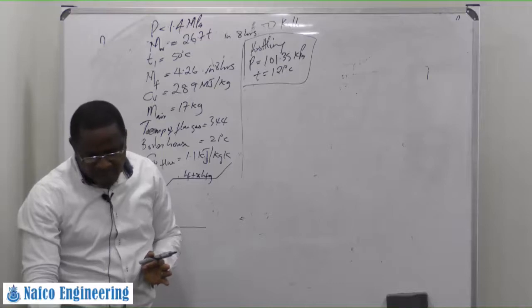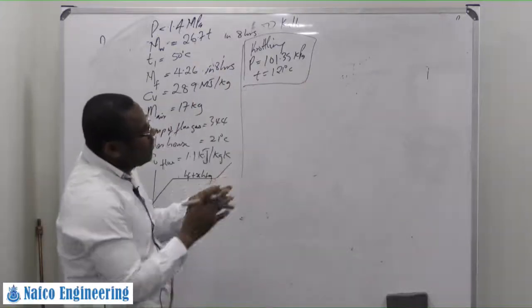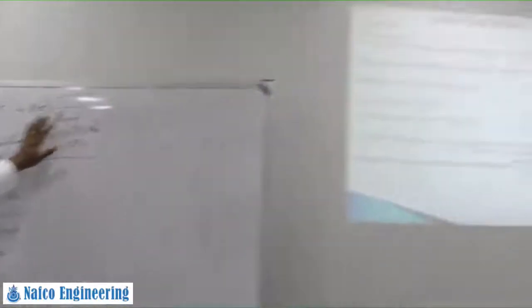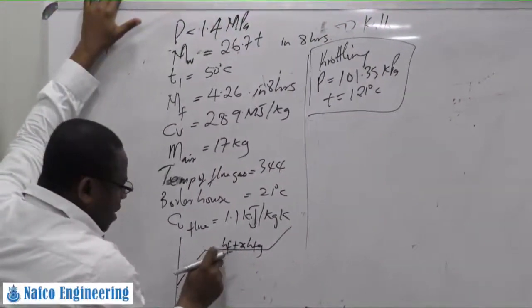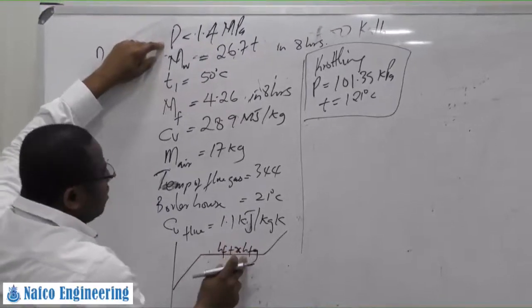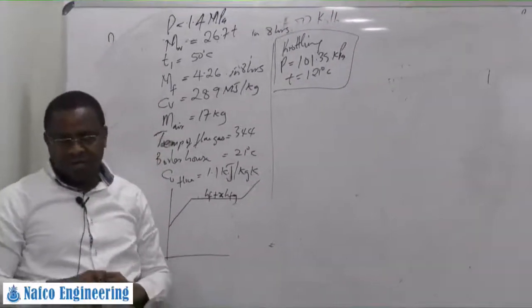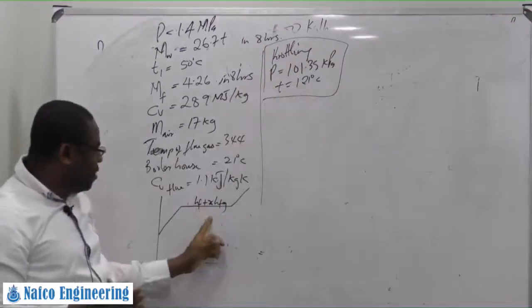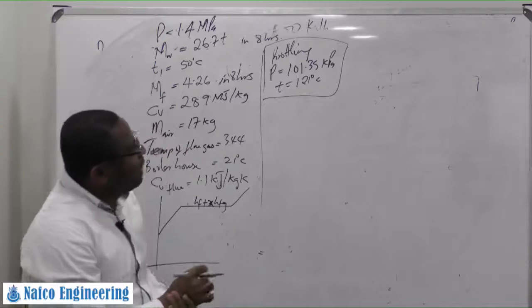So I put just some hints, if you look there on the board. What we do is check from our steam table the enthalpy h for 101.35 kPa at 125. If we get that enthalpy, then we come to our own system. We check the steam that is out of this boiler, check its hf at that pressure and hfg at that pressure with x, and then equate it with the enthalpy of the steam that passed through the throttling. Remember, it is the same steam, just passed through the throttling to check its enthalpy. We take that enthalpy and equate it to get the condition of our steam.